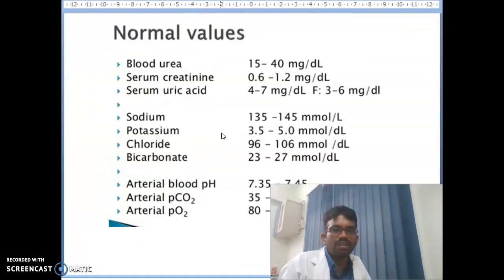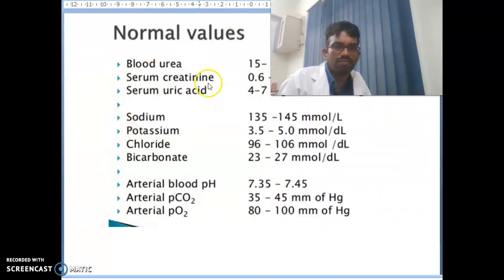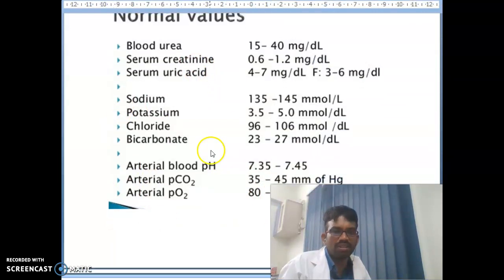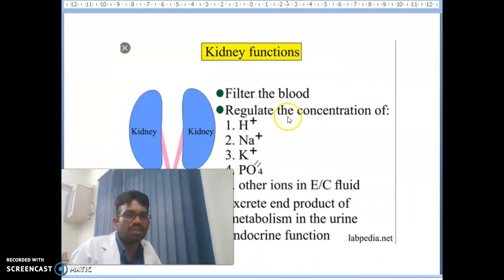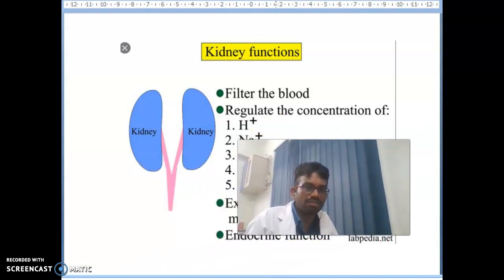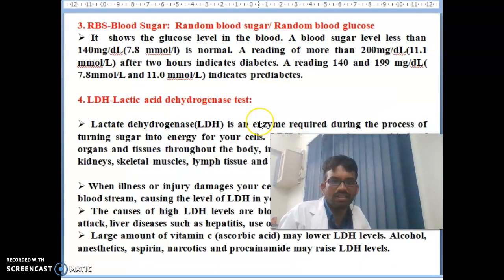Next, you can see what the range of blood urea is, and this is a table also. You can find the normal values of the range I mentioned here. And next one, this is kidney function. What is the main function of the kidneys? They filter the blood and regulate the concentration of hydrogen, sodium and potassium, and these things are done by kidney function.